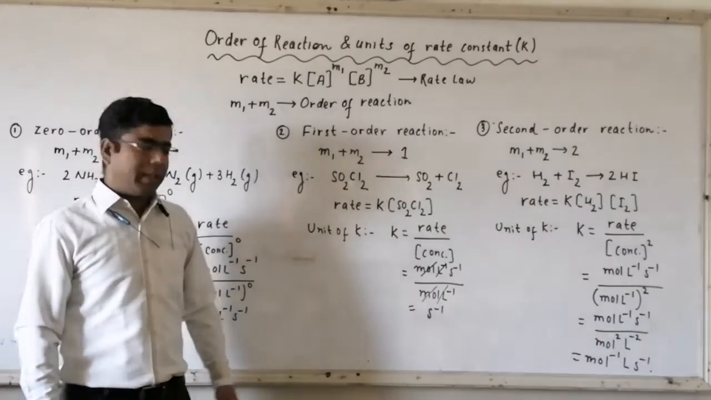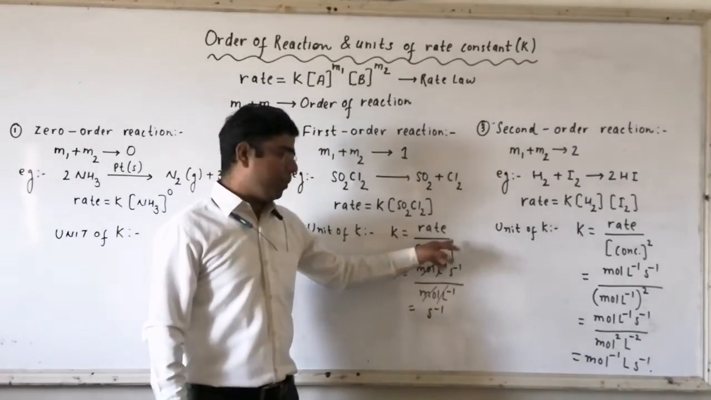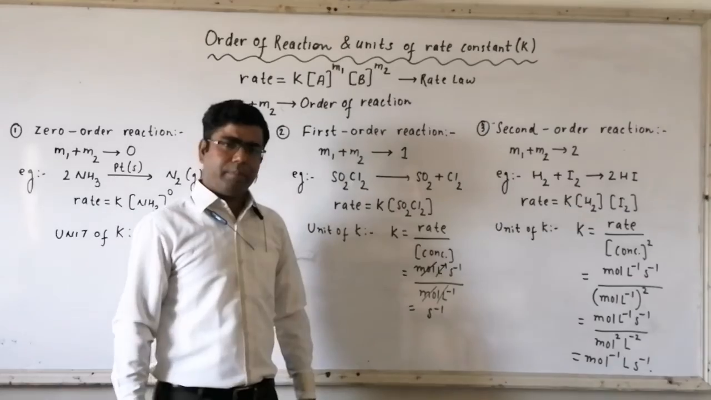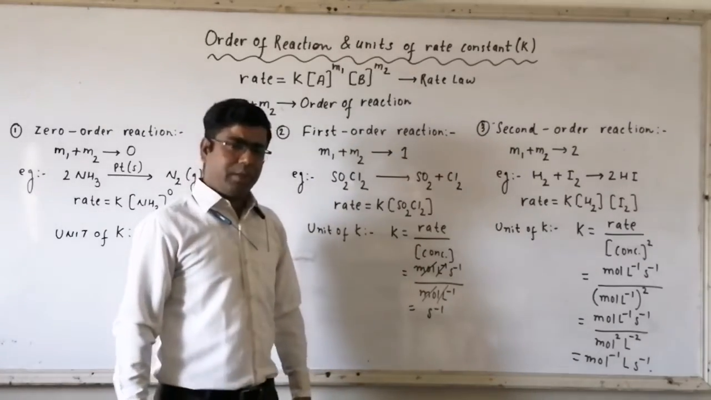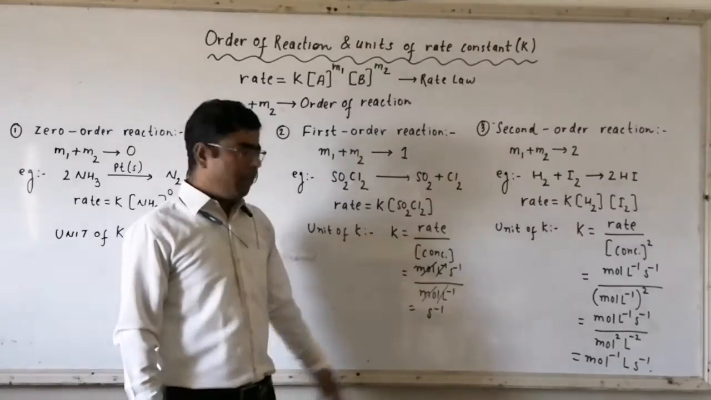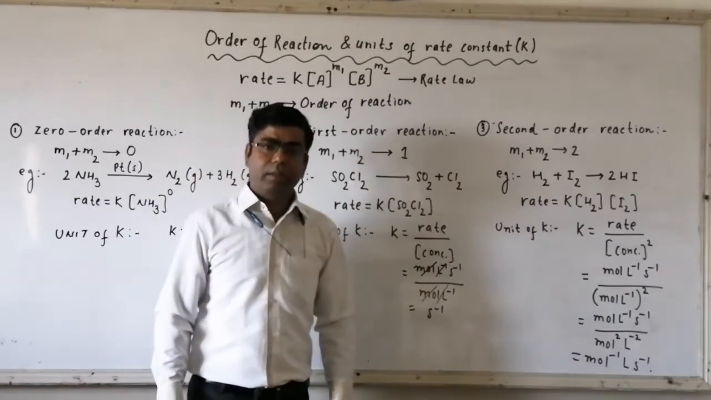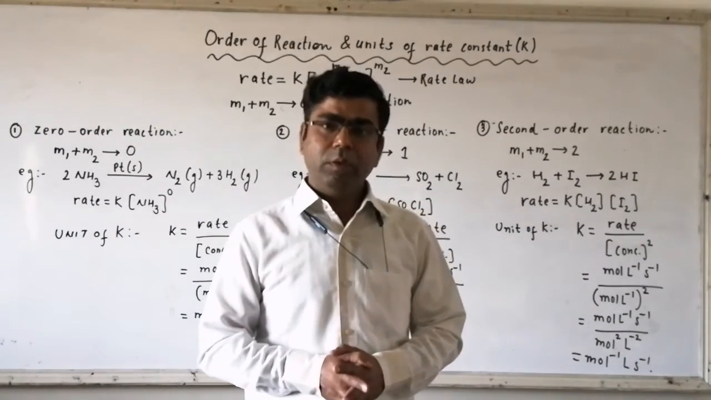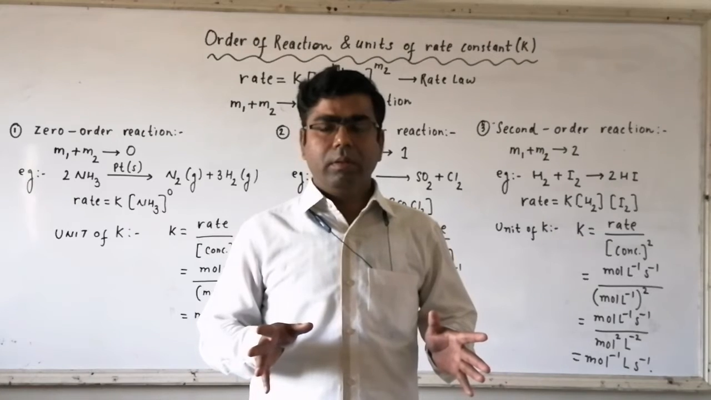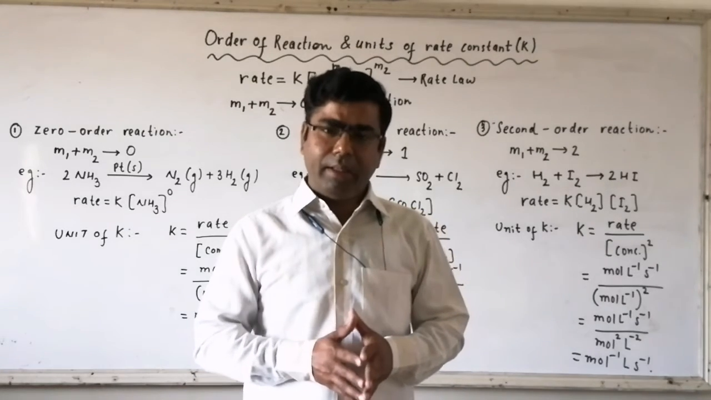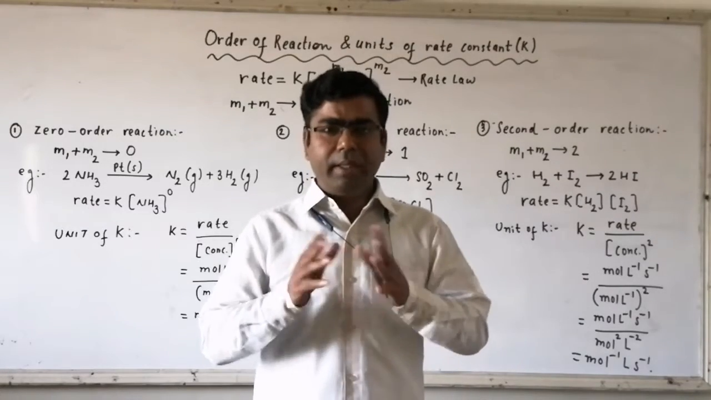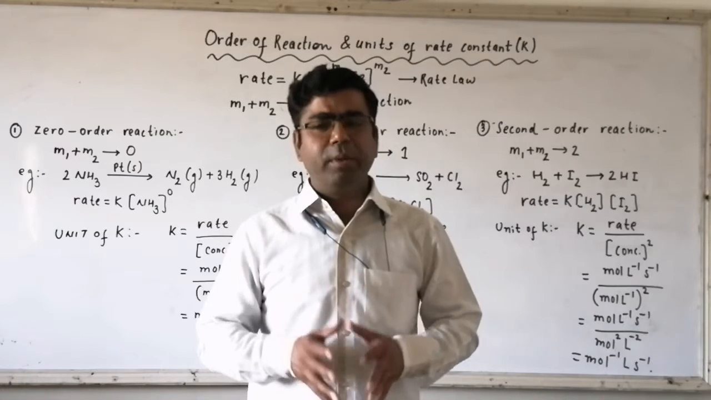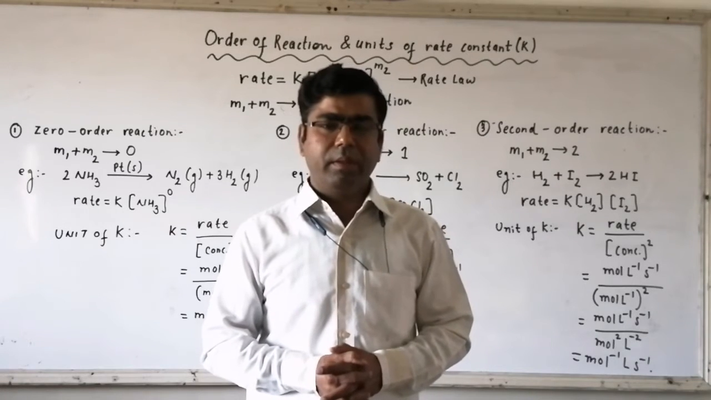Then the unit, again, K equals rate divided by concentration to the power 1. Unit of rate is mole per liter per second. Unit of concentration, mole per liter, cancel out mole by mole, per liter, gives you per second. So for first order reaction, the unit of K is per second or time inverse. So whenever you are provided K in any numerical and its unit is time inverse, then definitely the reaction belongs to first order reaction.